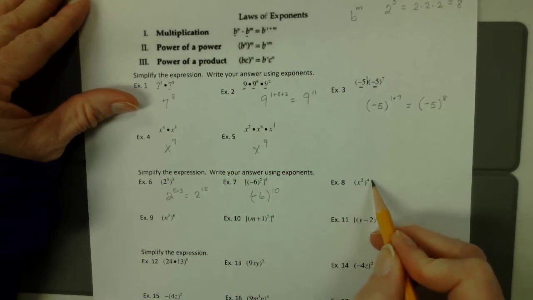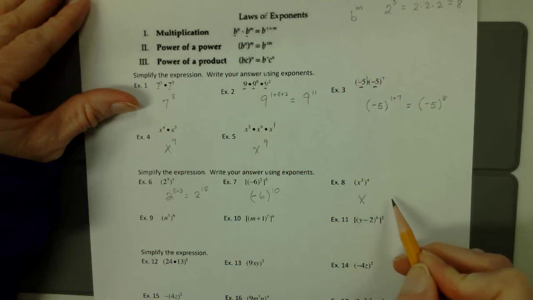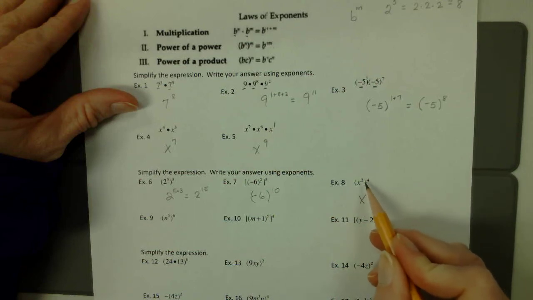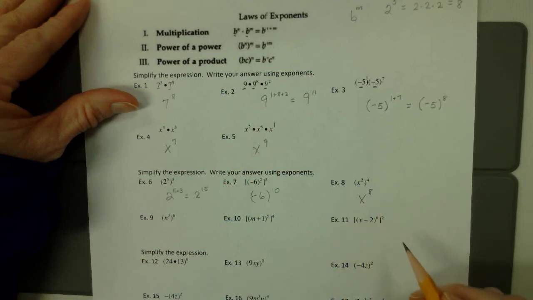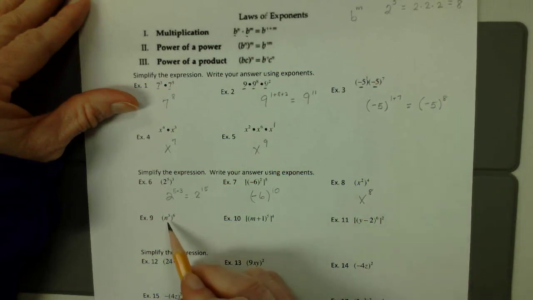Okay, x to the second raised to the fourth. The base stays the same, and I multiply my powers. 2 times 4 is 8. Okay, here I'm multiplying my powers. I get n to the 18th.